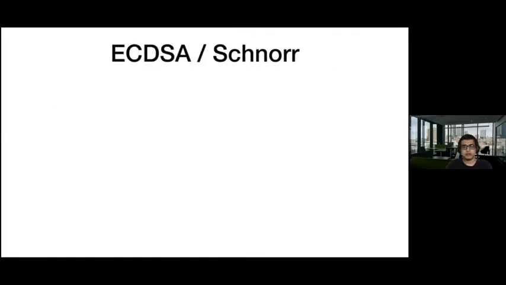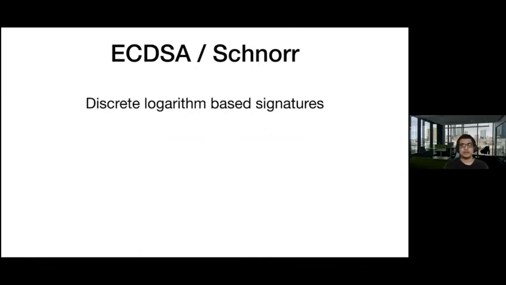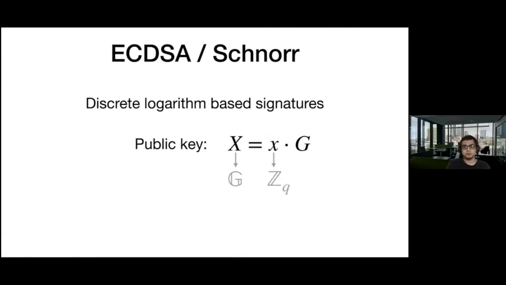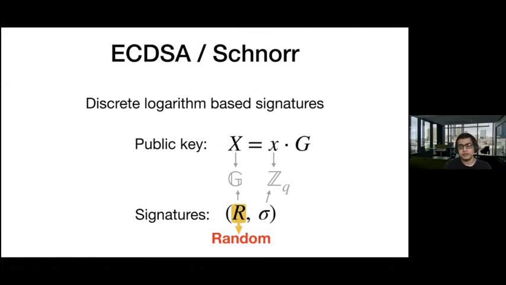So let's take a detour for a moment and look at ECDSA or Schnorr signatures, which is what we consider in this work. So they're based on the hardness of the discrete logarithm problem. And public keys in ECDSA or Schnorr are of the form capital X is small x times some group generator. Capital X is going to be a curve point, small x is going to be a scalar in Z_q. And signatures are going to be of the form (r, sigma), where r is a public nonce that's a curve point, and sigma is going to be a Z_q element. Right? So the important thing here is that the public nonce r is random. Like for each signature, it's chosen afresh.